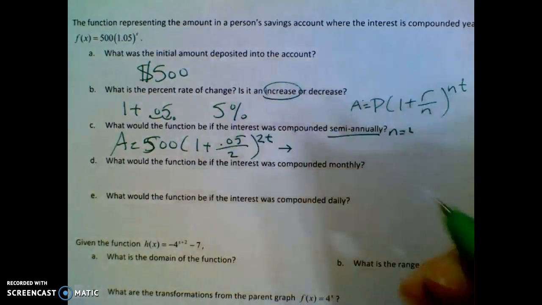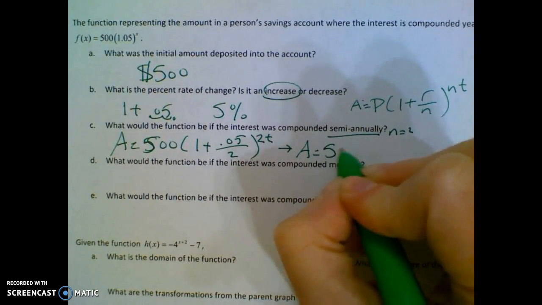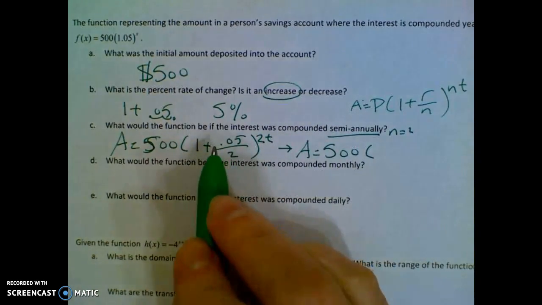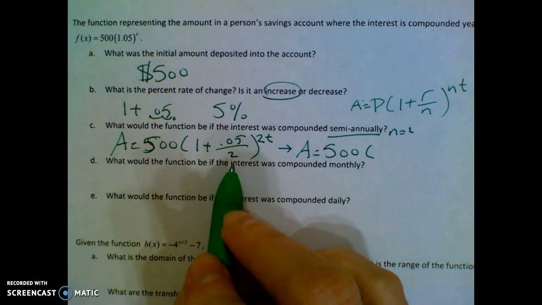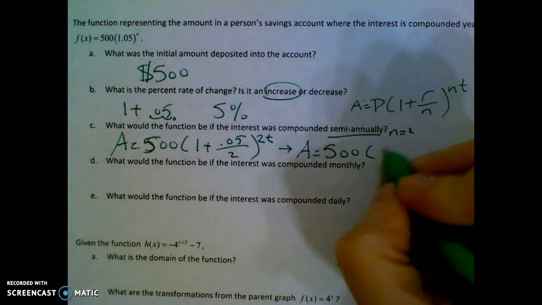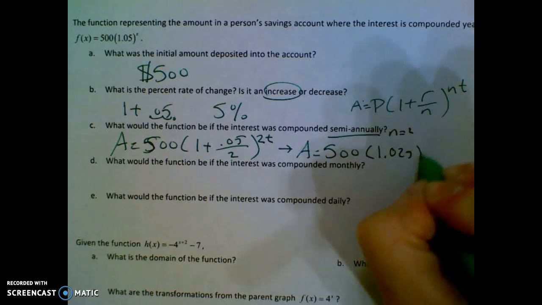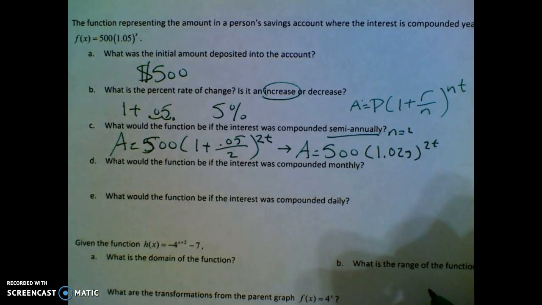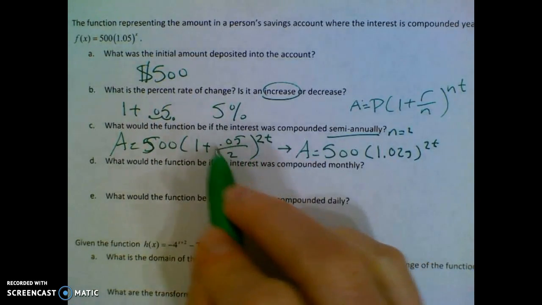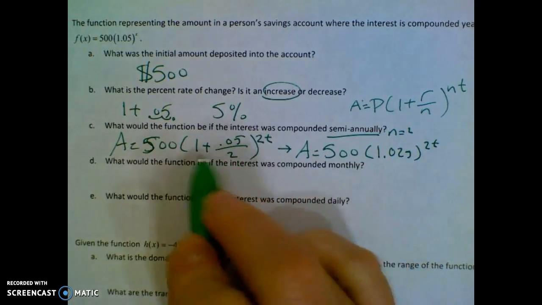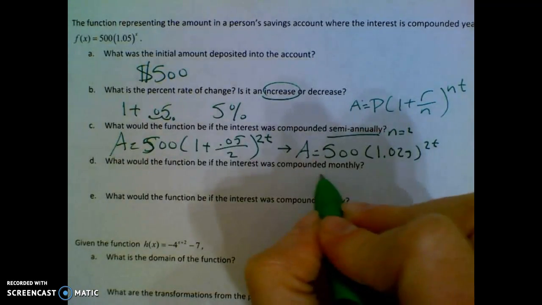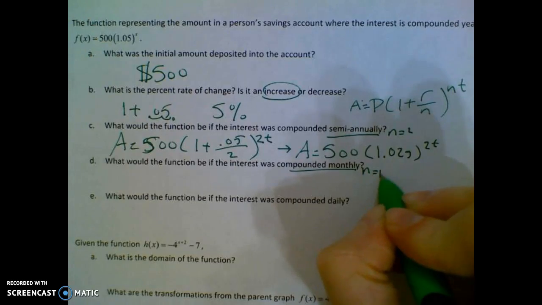And all they want you to do is just clean that up. So A equals 500. And if you type in the calculator 0.05 divided by 2, you're going to get 0.025, and you add 1 to that. You get 1.025 to the 2t. And most of these, you can just plug this little part into the calculator, press enter, and then plus 1, and you got it. Okay, the next one is compounded monthly, which means that n equals 12.